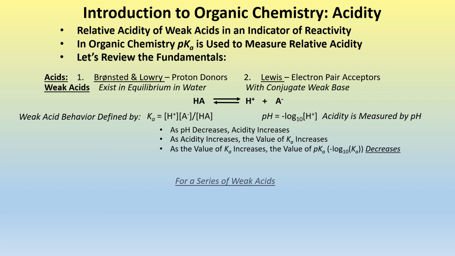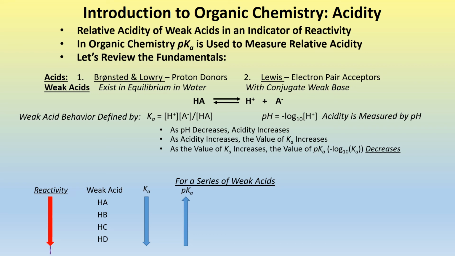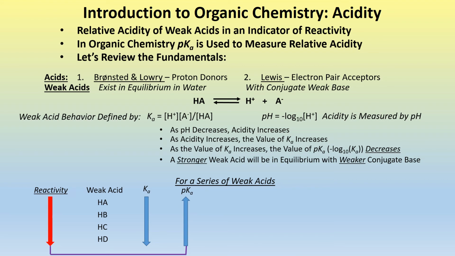So as you can see here, for a series of weak acids, HA, HB, HC, and HD, HA is the strongest of the group, so Ka goes down in the series, which means pKa goes up, but reactivity goes down. So pKa and reactivity have an inverse relationship. Also remember, a stronger weak acid will be in equilibrium with a weaker conjugate base.